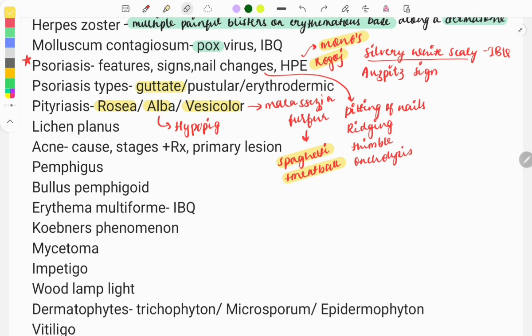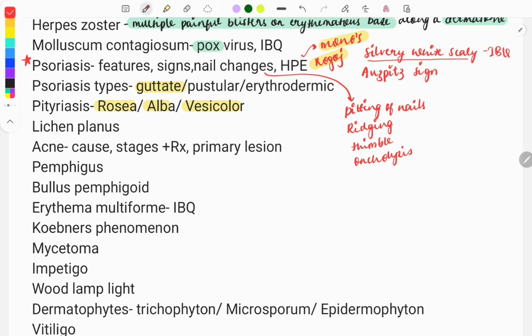Like in lichen planus, the next topic, the points you need to remember are that it is an autoimmune condition, and the skin features are papules, pustules, purple, and pruritic. These are the skin lesions. And in the mucosa, you can see a very significant finding that it will show a lacy or a reticulate pattern.